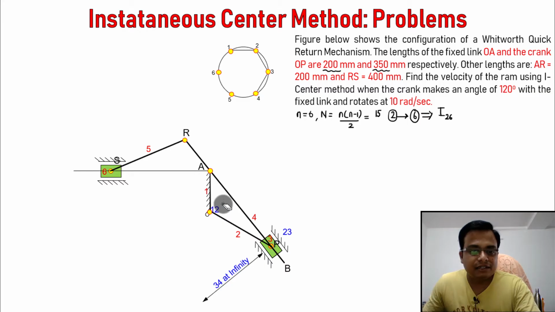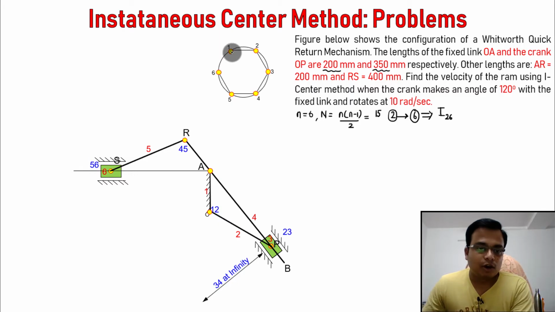Then as far as I45 is concerned, it's very simple. You can mark it very easily. I45, that's 4 and that's 5, that is I45. And then I56 is right here. This is link 5 and this is the RAM or the slider, you can say. This is I56. And what else?